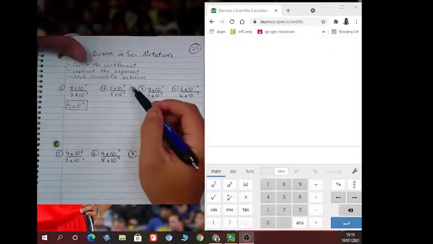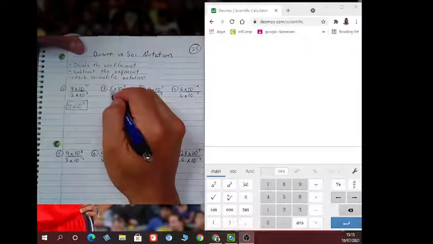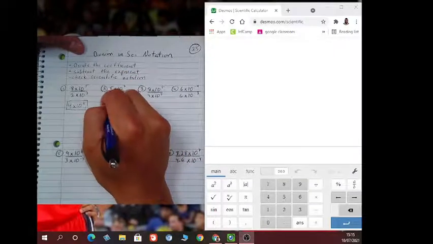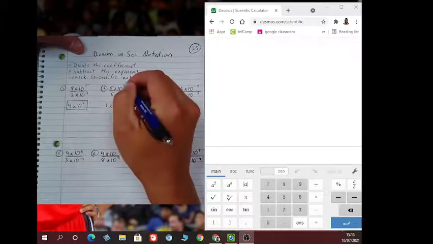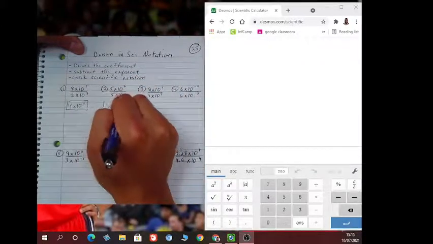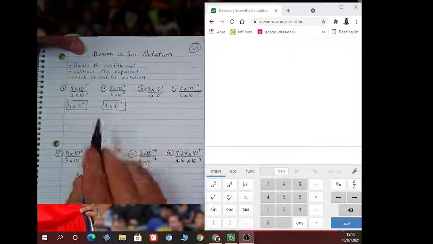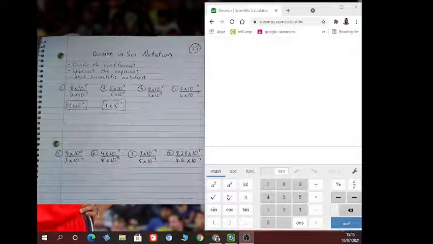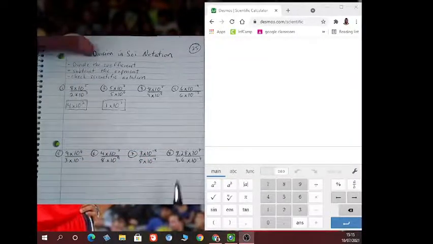Okay. For number 2, divide the coefficient. 5 divided by 5, that's 1. 7 minus 6 for the exponents, that's also 1. Check for scientific notation. This number is already between 1 and 10. Okay, greater than or equal to 1, and then less than 10.